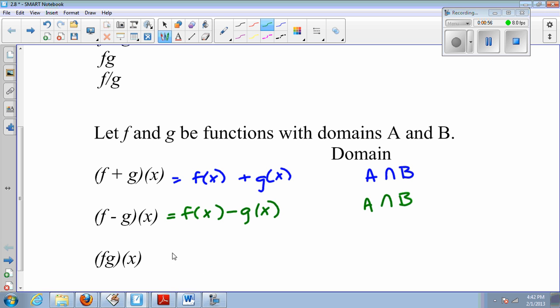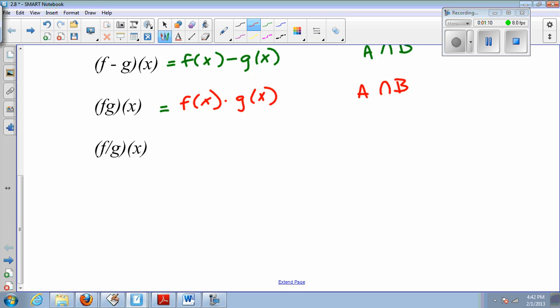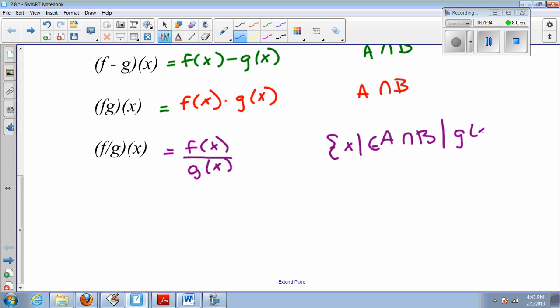f times g of x is the same as f of x times g of x. Our domain is A intersect B. And f over g of x is the same as f of x divided by g of x. And our domain is x, where x is in A intersect B, and g of x does not equal 0 because we can't divide by 0.